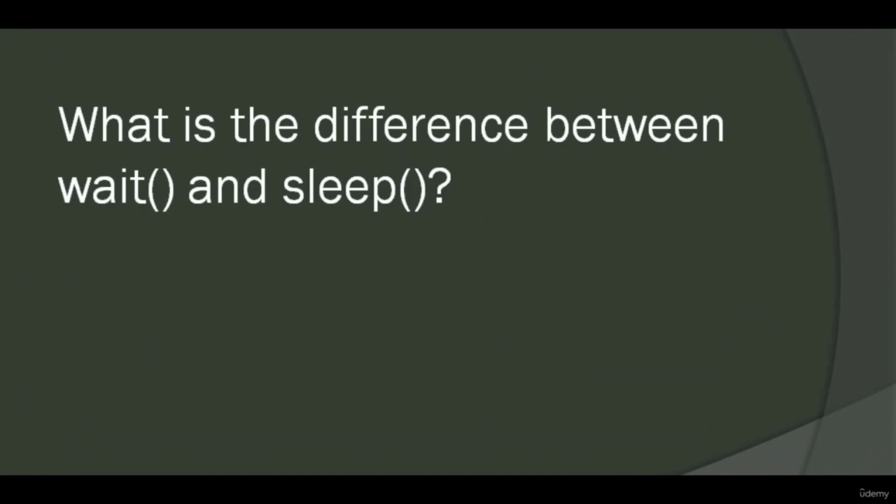What is the difference between wait and sleep? Wait: this method is part of the Object class and can release the lock. Sleep: this method is part of the Thread class and cannot release the lock. Let's see another question.